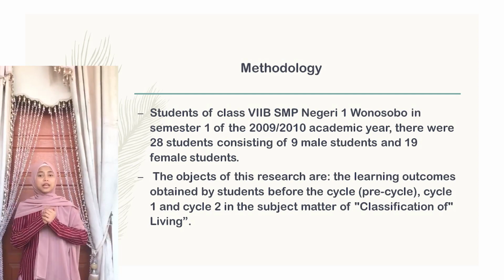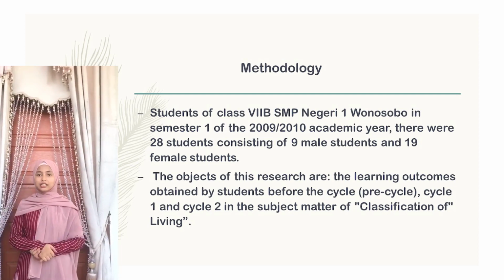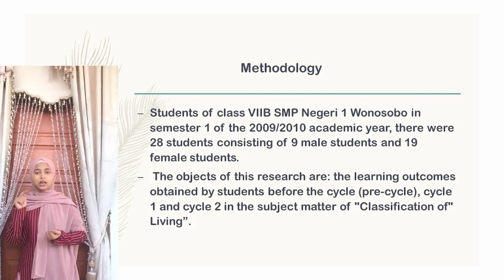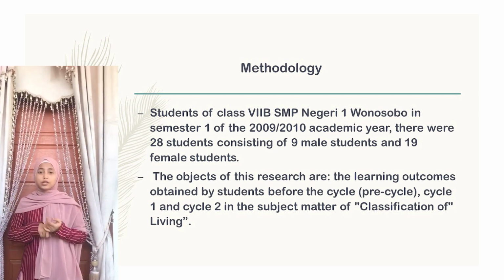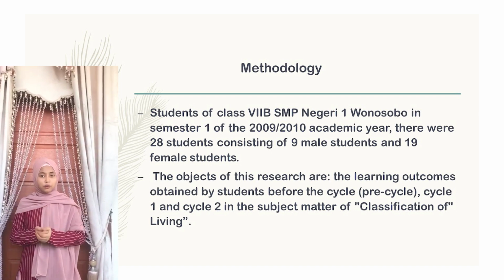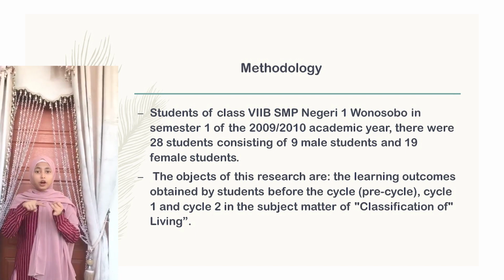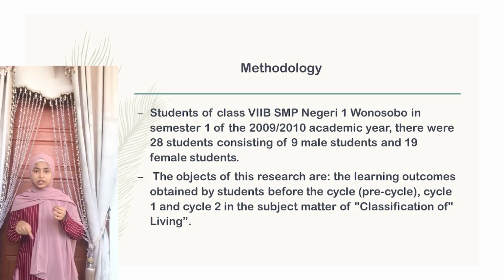Now I will explain the methodology of the research. First, the total number of 7th grade students at Wonosobo Junior High School is 28. There are 9 male and 19 female. The object of the research is the learning outcomes obtained by students before the cycle or pre-cycle, cycle 1 and cycle 2 in the subject matter of classification of living things.